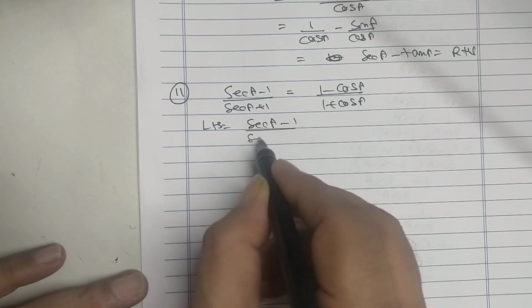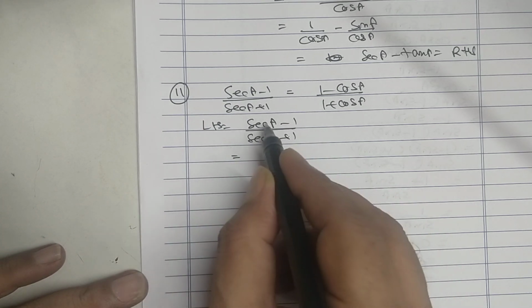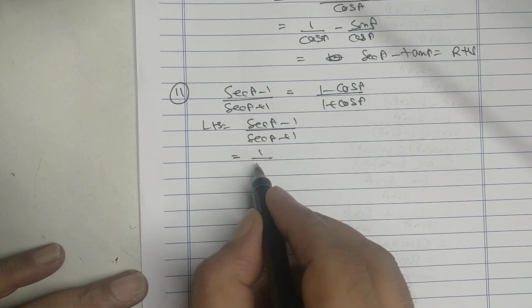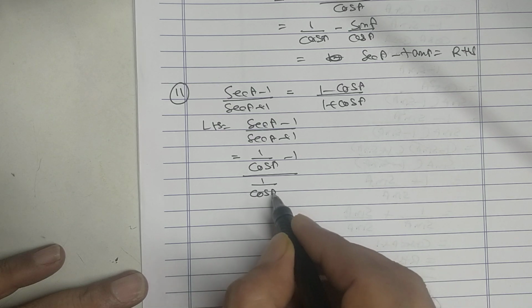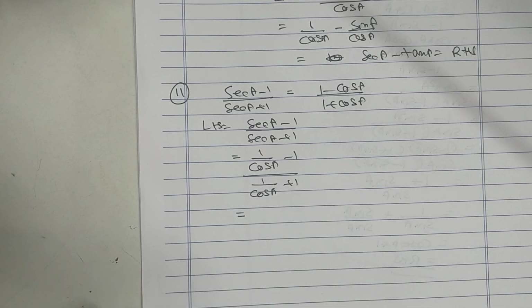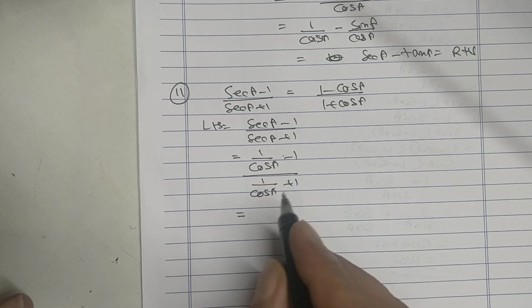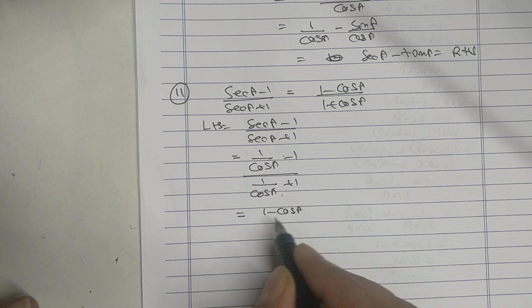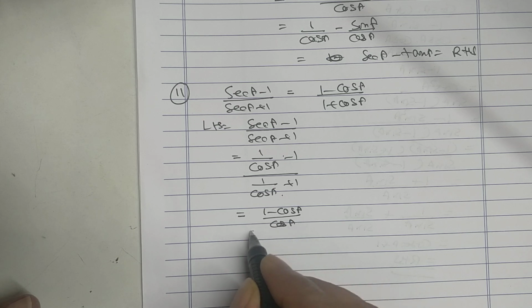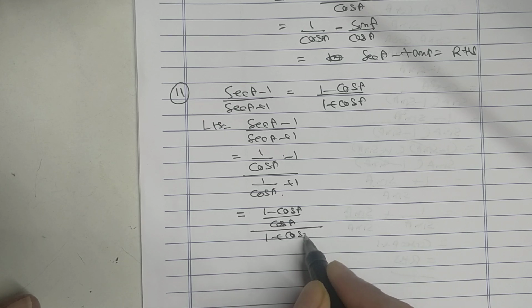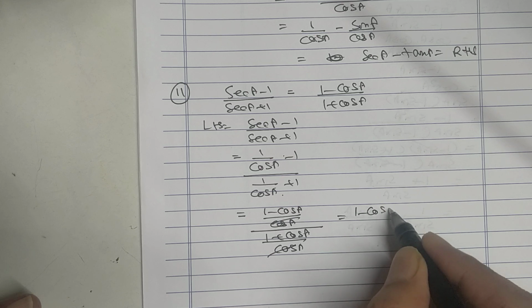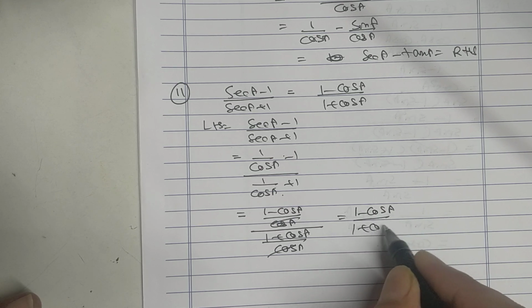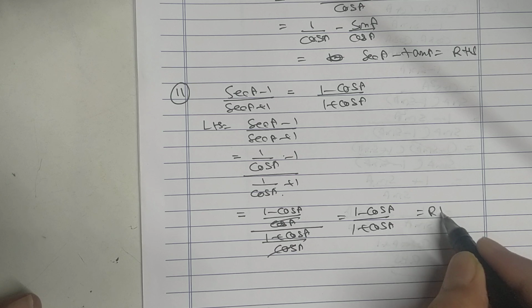Sec A minus 1 upon sec A plus 1. Sec A can be written as 1 upon cos A, minus 1, 1 upon cos A plus 1. Take LCM in the numerator, LCM in the denominator: 1 minus cos A upon cos A, 1 plus cos A upon cos A, finished. So 1 minus cos A upon 1 plus cos A, that equals the right hand side.